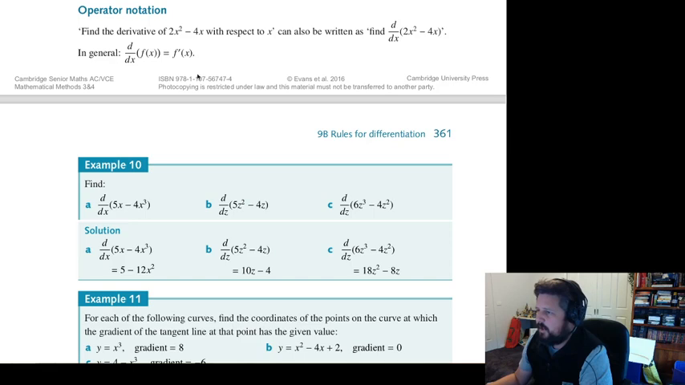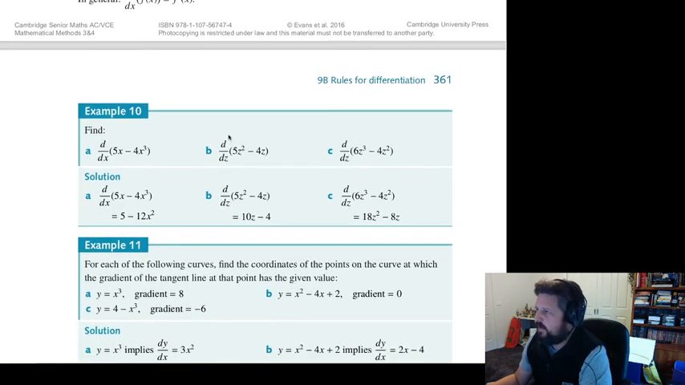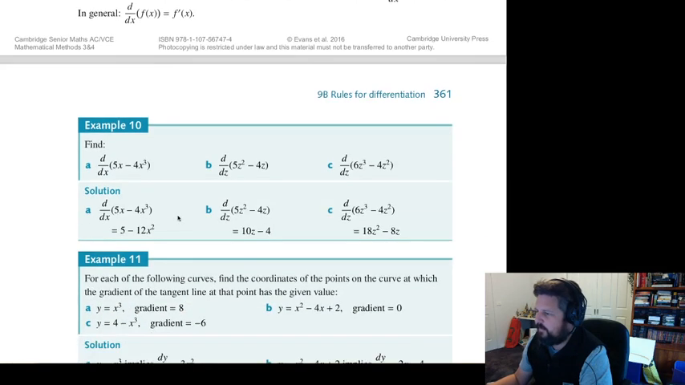Alrighty, so again, all they're asking here is for you to find out the derivative of each of these with respect to x here, with respect to z, and so forth. We're still applying the same processes.